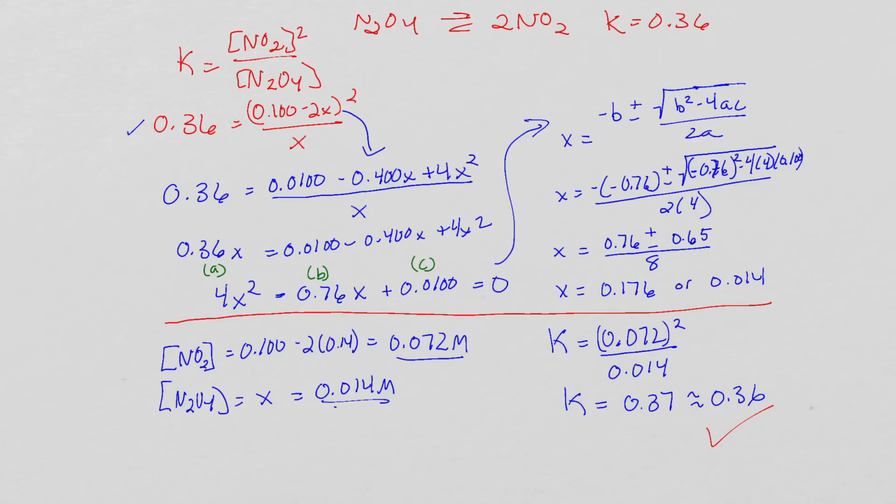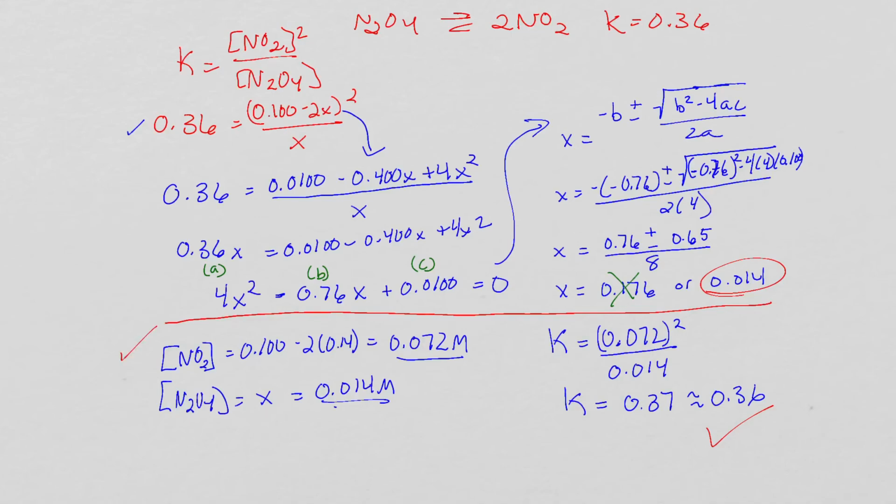Now the question is, how do we know which value of x is correct? Well, in this case, it's pretty straightforward, because if you look at, say, this term, and we were to try to solve for the concentration of NO2, remember, that's 0.1 minus 2x. If you used 0.176, you would end up with a negative concentration. And we can't get a negative concentration, so that means this must not be the correct value of x, and so it's the 0.014 that's going to be our solution for x.